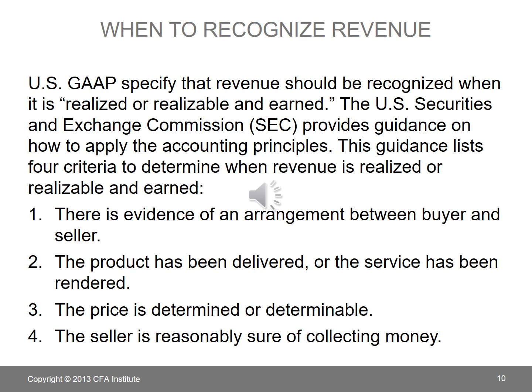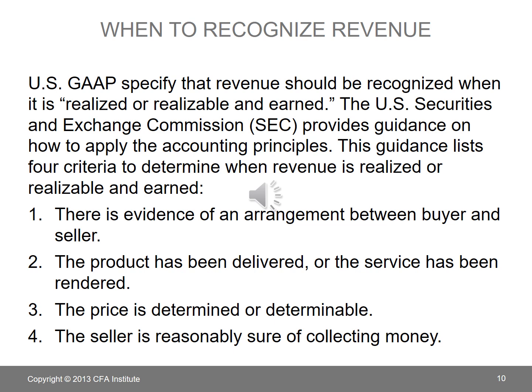So the US Securities and Exchange Commission, motivated in part because of the frequency with which overstating revenue occurs in connection with fraud and or mistreatment, provides guidance on how to apply the accounting principles. This guidance lists 4 criteria to determine when revenue is realized or realizable and earned. The first one is there should be an evidence of an arrangement between the buyer and seller.